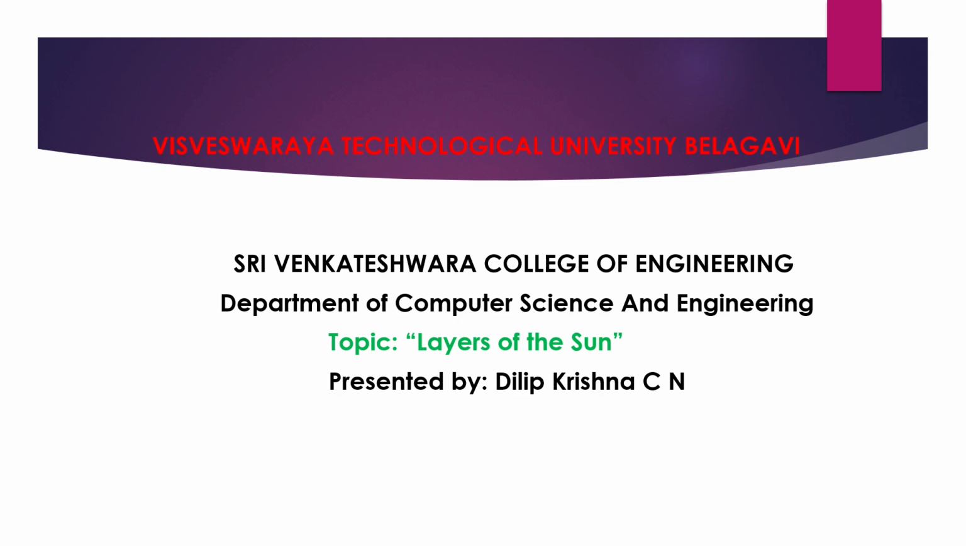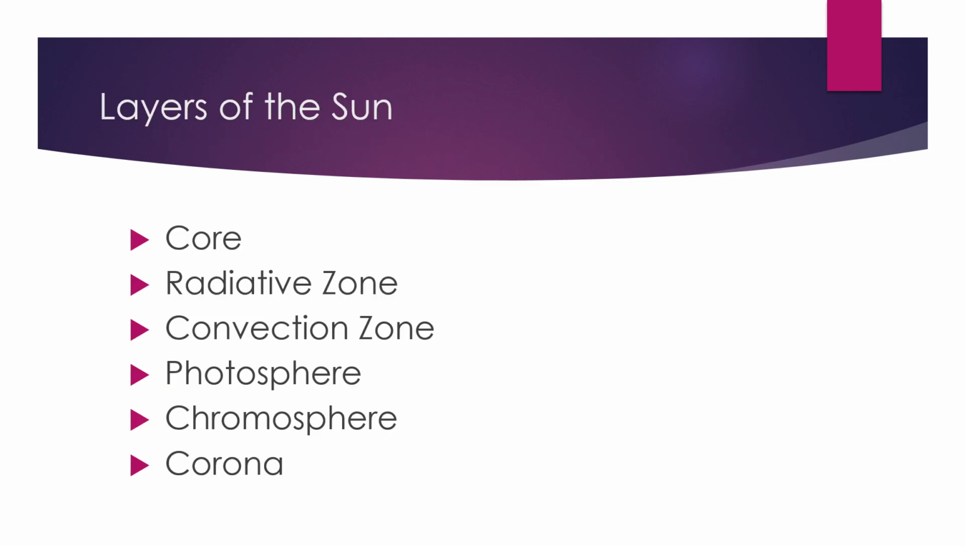Let us discuss the layers of the sun. There are six layers: core, radiative zone, convection zone, photosphere, chromosphere, corona.